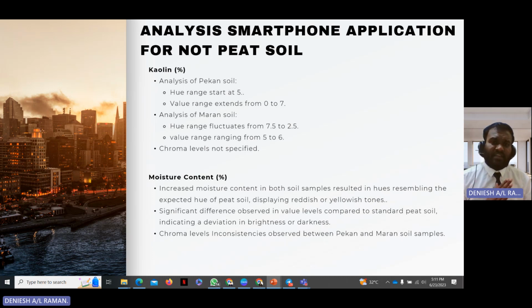For Maran, the hue range fluctuates from 7.5 to 2.5. Then the value range is from 5 to 6. The chroma is unspecified. So from the moisture content level, an increase of moisture content in both samples results in hues resembling the expected hue of peat soil and displaying the reddish and yellowish tone that is significantly similar to peat soil. The chroma level was inconsistent between the Pekan and Maran soil samples.